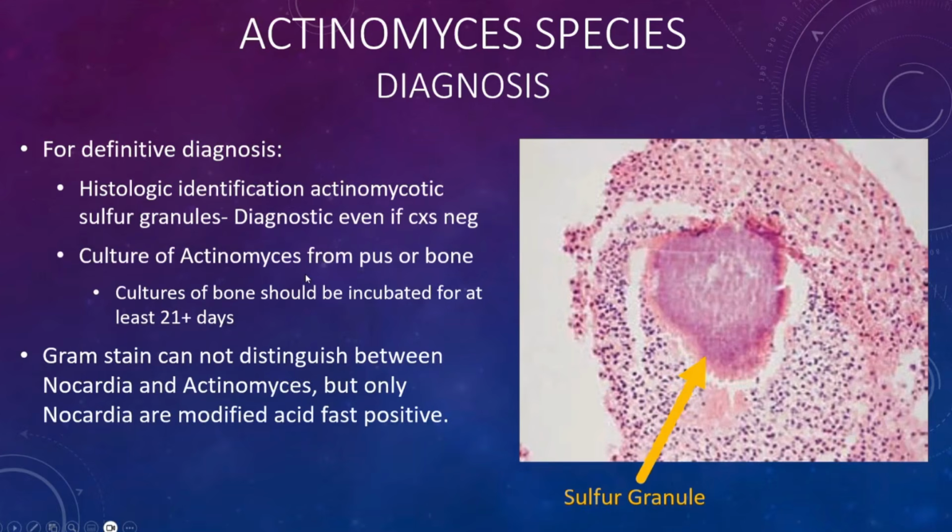Diagnosis can be challenging because, remember, culture requirements are significant. But if you see actinomycotic sulfur granules within a pathologic specimen, that can be diagnostic. But remember, those are limited to Actinomyces israelii. They don't occur with Schaalia. If you culture the actinomyces from pus or bone, this may require prolonged incubation, but it can be helpful. And remember that gram stain cannot distinguish between Nocardia and actinomyces, but only Nocardia are modified acid-fast positive.